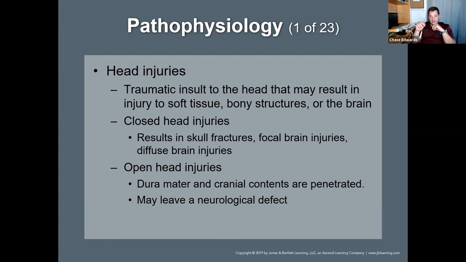So open and closed head injuries have essentially the same signs and symptoms. Following the injury, any patient who exhibits one or more of the signs and symptoms listed in table 30-1 in your book should be evaluated. Those people should be evaluated promptly in the emergency department.